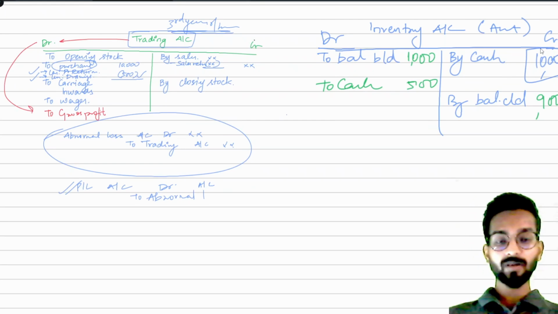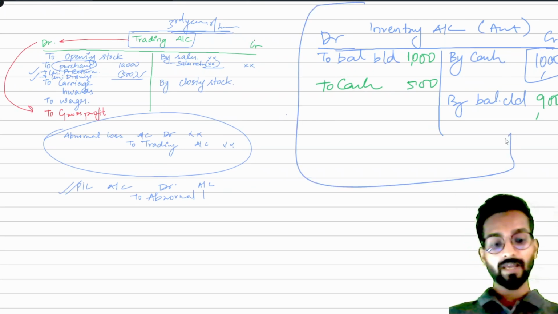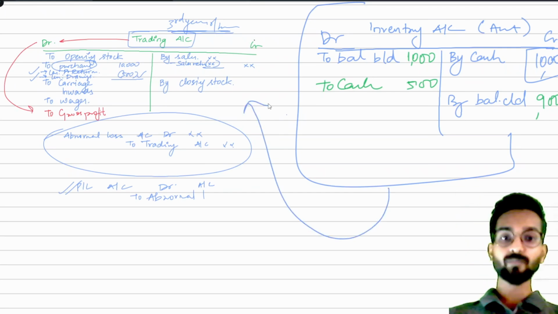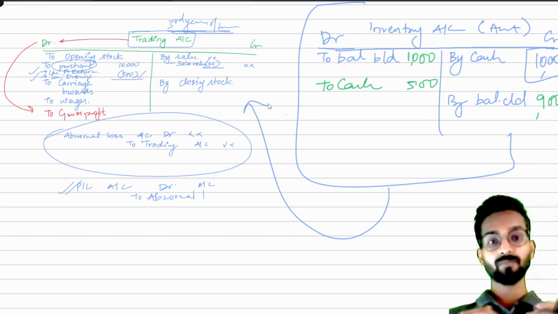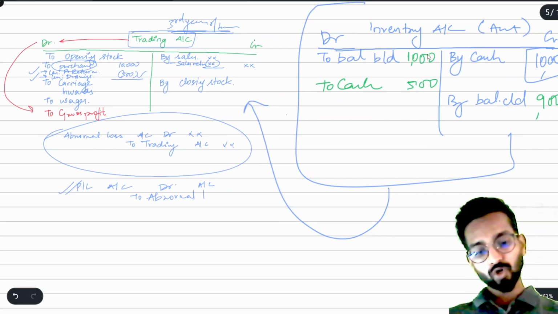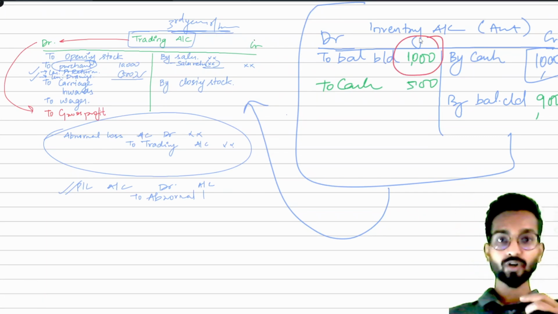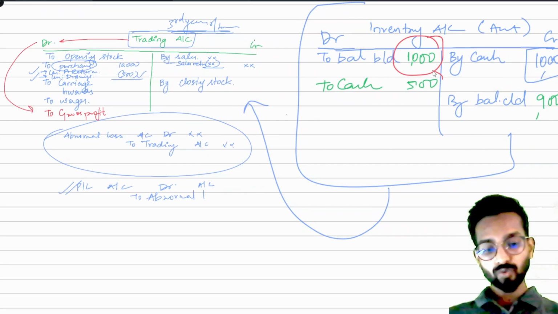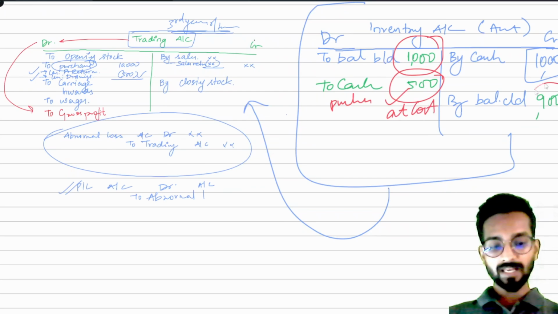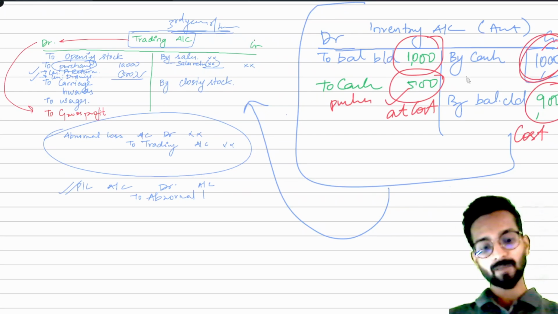Now the problem which was coming in inventory account, to cover that problem we had to prepare trading account. What was the problem? I am telling you the background, the birth of trading account. Please focus. In inventory account the problem was that the opening balance we used to write at cost, the cost at which I purchased inventory. To cash, when I am writing here, this is nothing but the purchase of inventory. This is also at cost price. Balance carried down, which is in my godown, that is also at cost price. But the sale which is happening, this is at our selling price.